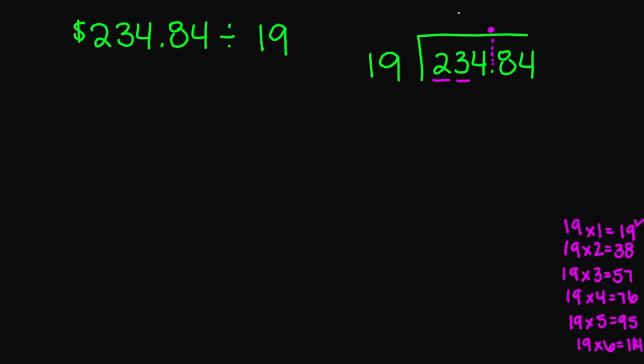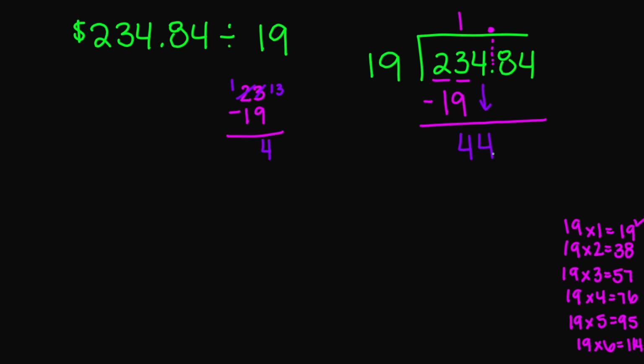So I'm going to write a 1 on top here. 19 times 1 is 19. Now we're going to subtract 23 minus 19. So 3 minus 9 is going to give us a negative number. I'm going to borrow from this 2. This 2 is going to become a 1. This 3 here is going to become a 13. So 13 minus 9 is going to equal 4. So 23 minus 19 equals 4. I'm going to bring down this other 4 here.